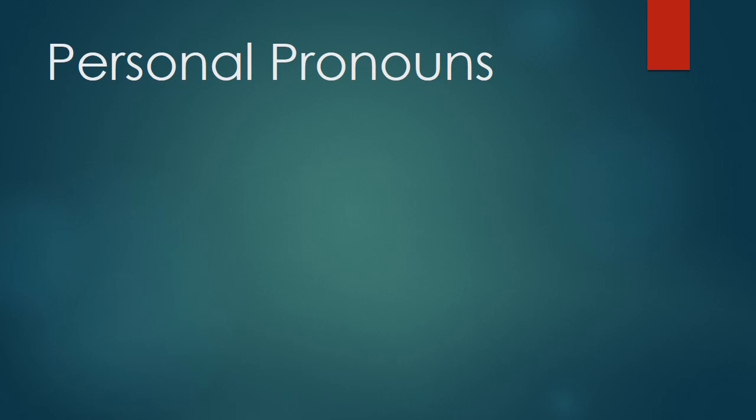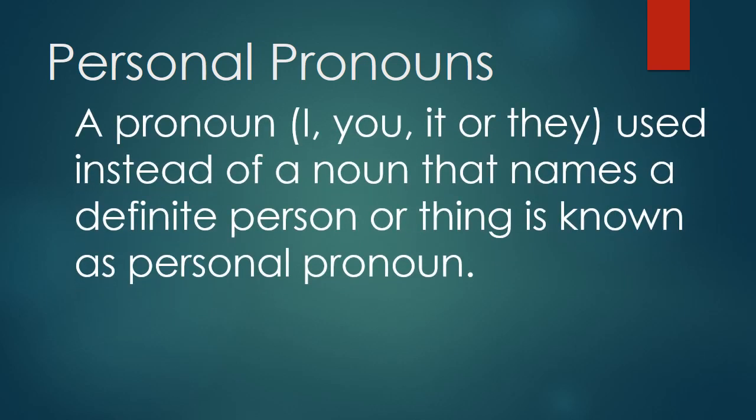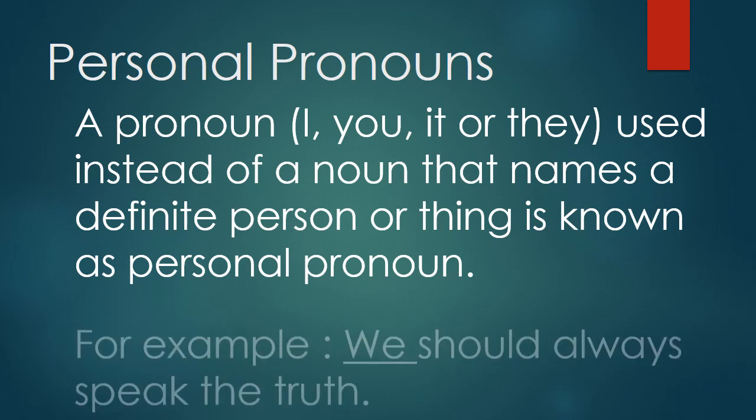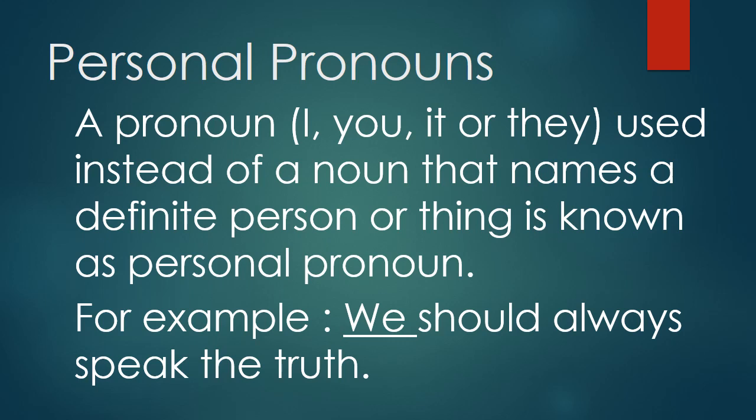First is personal pronouns. A pronoun used instead of a noun, that is I, you, it or they. If these are used instead of a noun that names a definite person or thing, it is known as a personal pronoun. For example, we should speak the truth. In place of we, we could write the name of any 2, 3 or many persons. Or if we write we, both are correct because here we have written we in place of names.